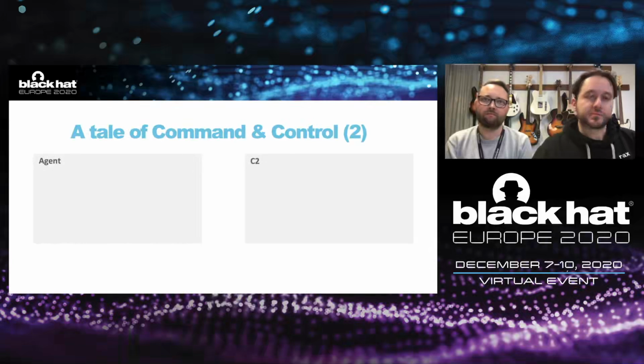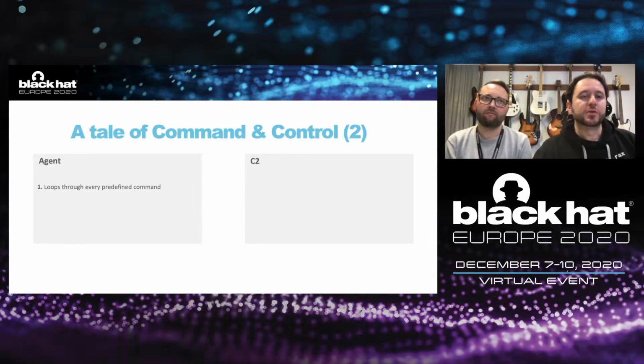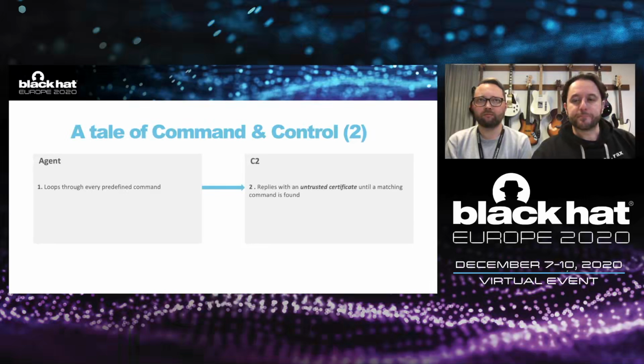Let's have a talk about how we can explain a little bit more the mechanism between the agent and the C2. So the agent is shipped with a predefined set of commands, and it starts by looping through every command. And after each loop, it sends a request to the C2, and the C2 replies with an untrusted certificate until a matching command is found. The matching command is obviously the command issued by the C2 operator in this case.